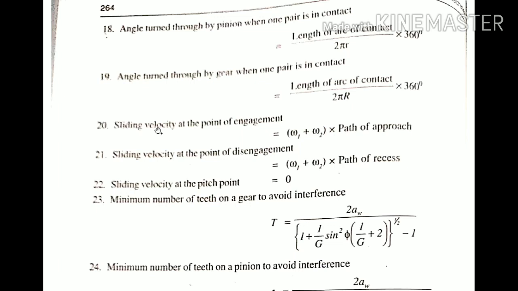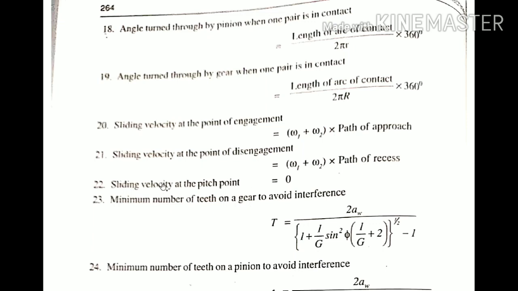Now, sliding velocity at the point of engagement is omega 1 plus omega 2 into path of approach. Engagement means, with respect to the path of approach, when both teeth are in contact. Sliding velocity at the point of disengagement means when they are going to disconnect, that means path of recess comes into the picture.